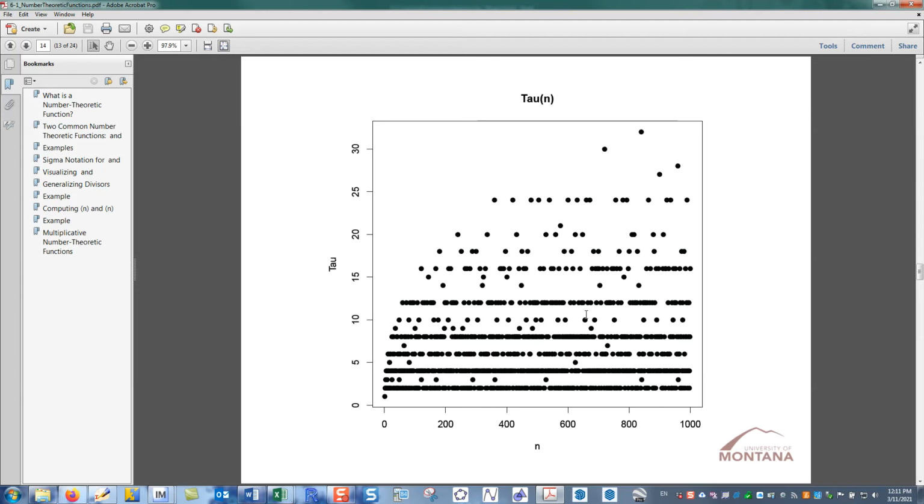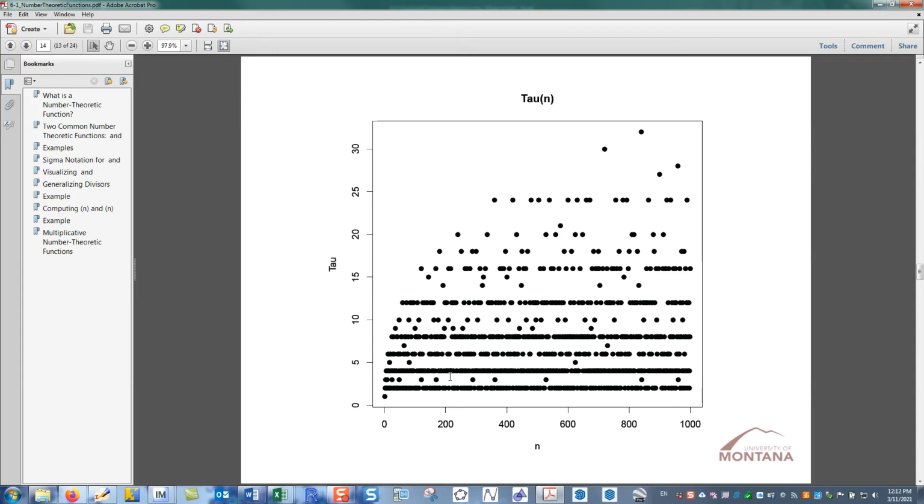So I hope this is making you curious about what's going on here, that we have a propensity, at least among the first 1,000 integers, for numbers to have an even number of divisors, and it's really kind of hard or rarer for a number to have an odd number of divisors. So I'll leave that up to your imagination for now, but we're going to answer that by the end of the chapter, I hope.